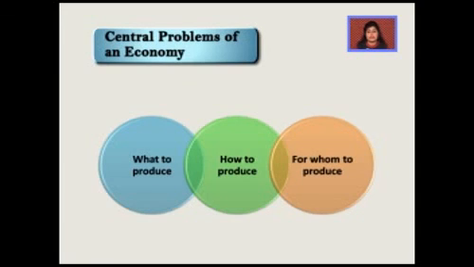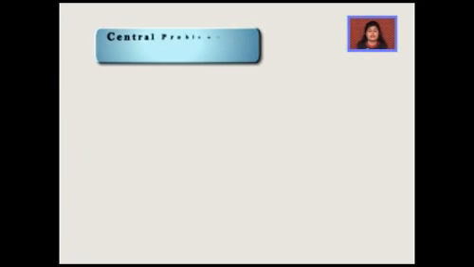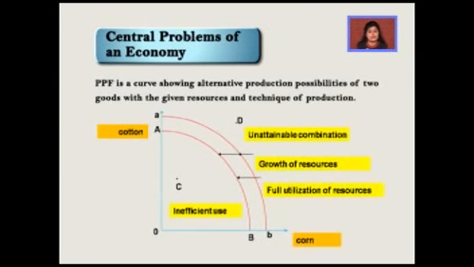A very important technical tool which we use to show this problem of choice is called production possibility frontier. Now, you can see on the slide what is a production possibility frontier. A production possibility curve is a curve which shows alternative production possibilities of two goods with the given resources and a technique of production. All the combinations of two goods, for example, cotton and corn, which are on the production possibility curve, give us full utilization of resources. And those combinations which fall within the production possibility curve show inefficient use.